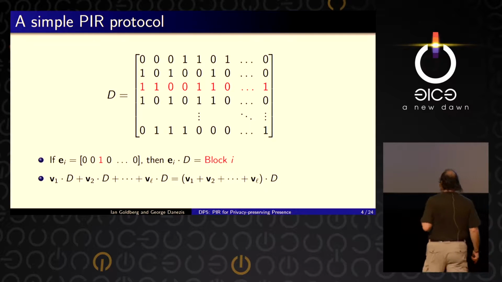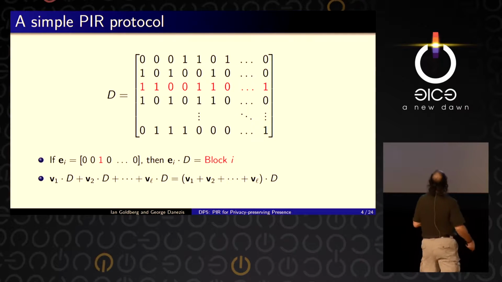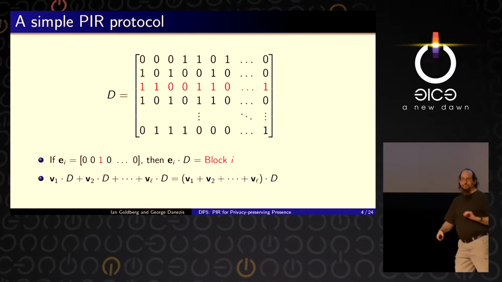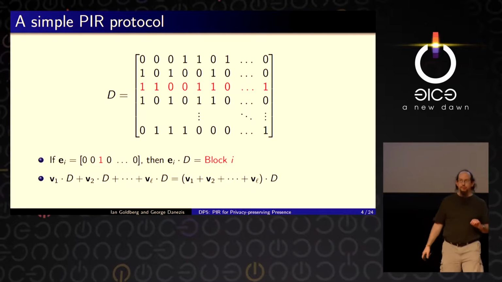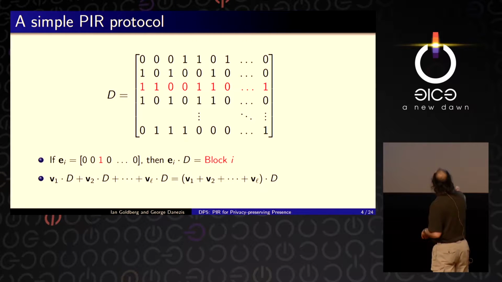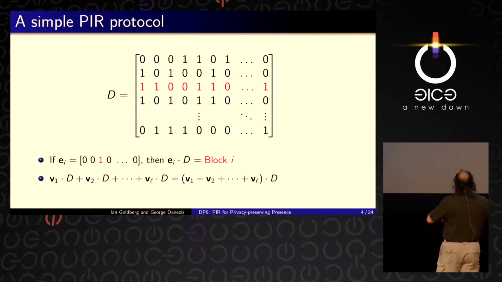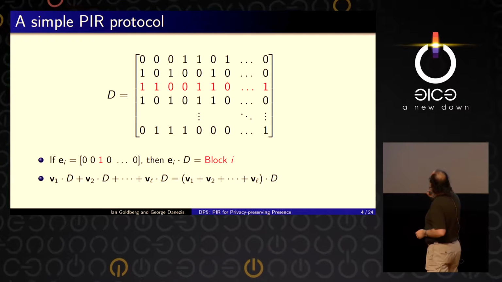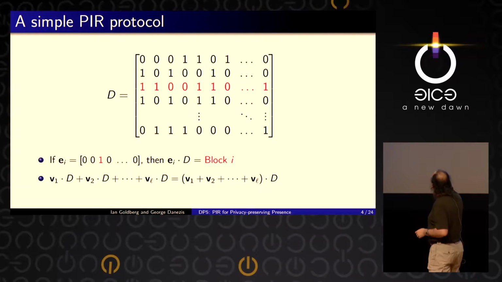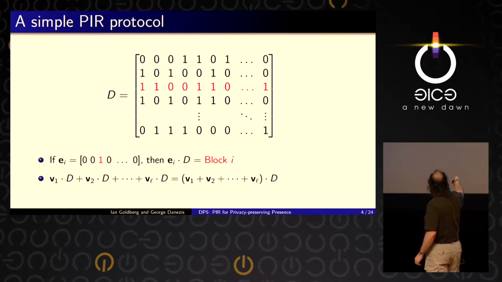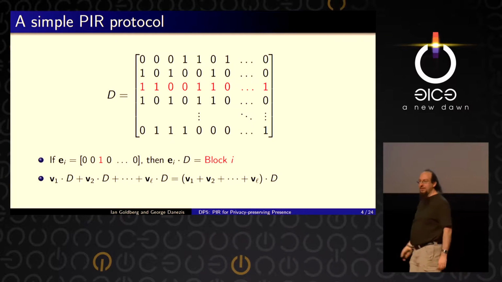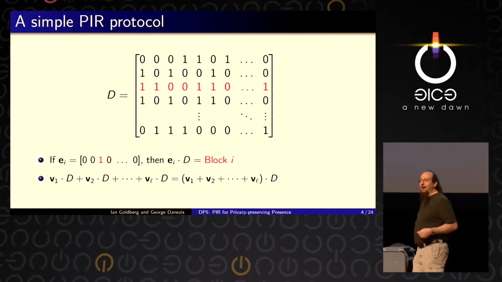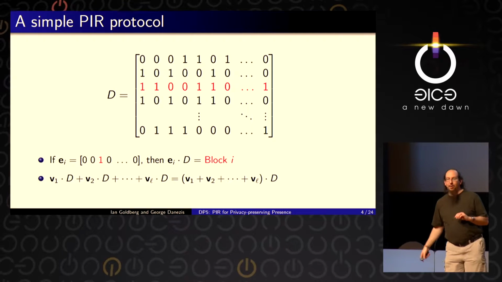So the second piece of high school math we need is the distributive law. Okay, you may recognize the distributive law as working on numbers, but it also works on vectors and matrices too. It works just fine. So what's the distributive law? V_1 times D plus V_2 times D plus and so on plus V_L times D is the sum of the V_j's times D. So how are we now going to make a PIR protocol?